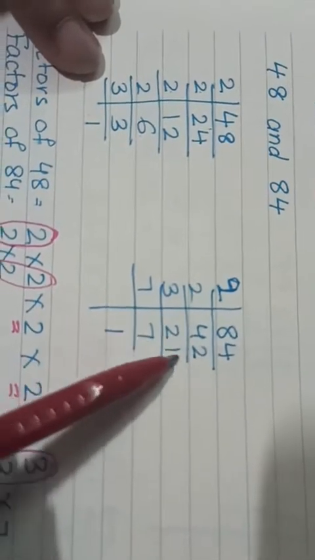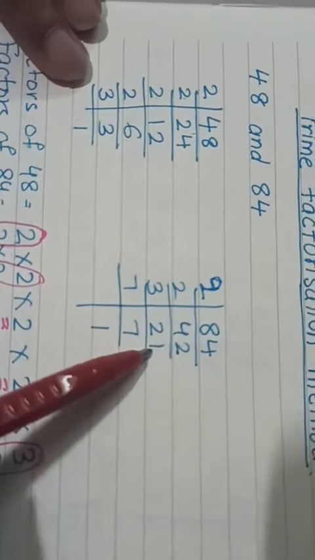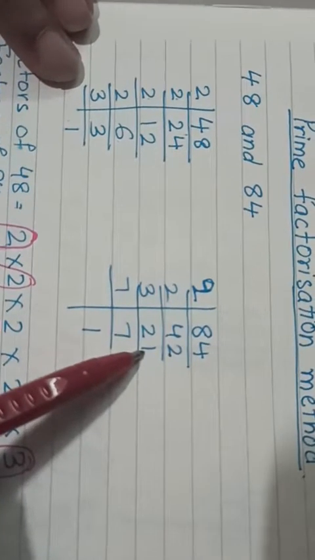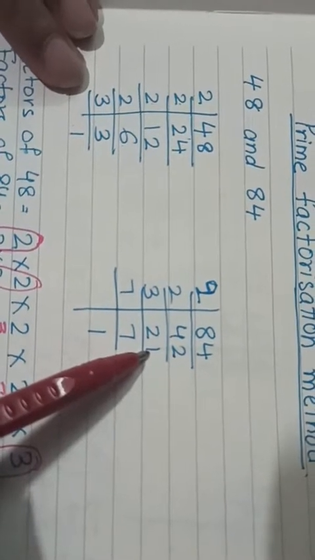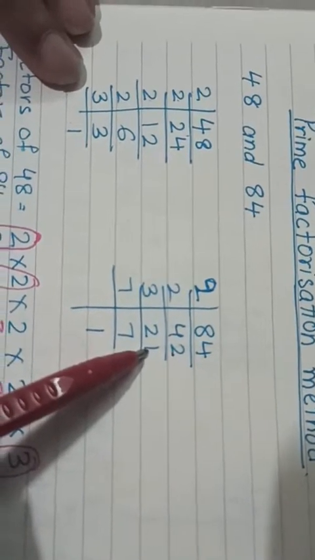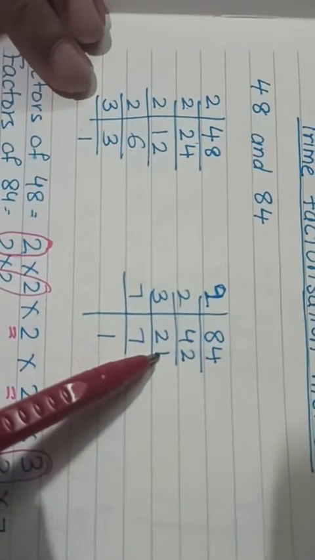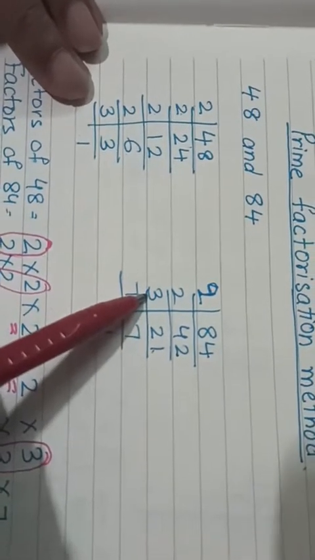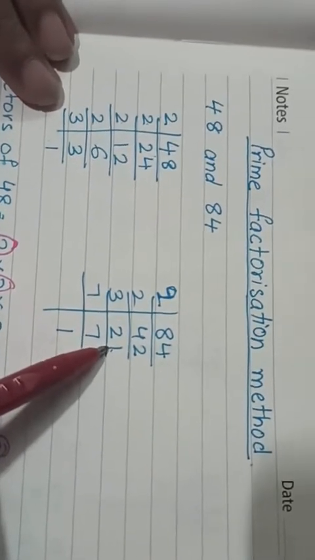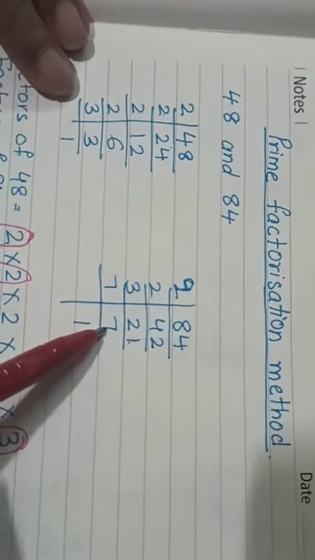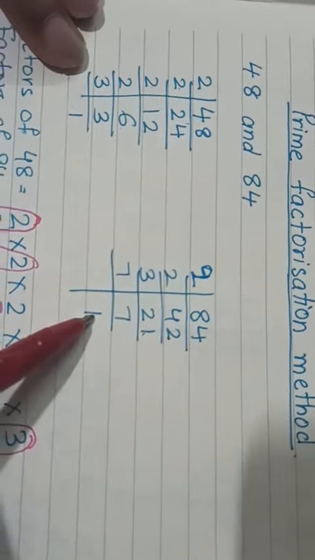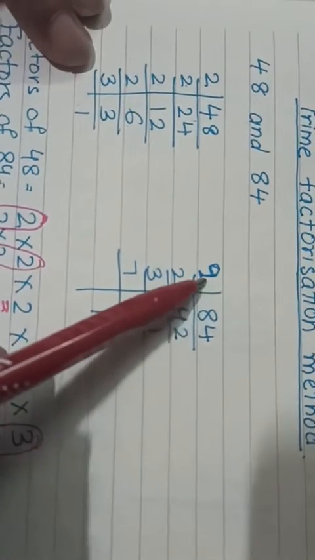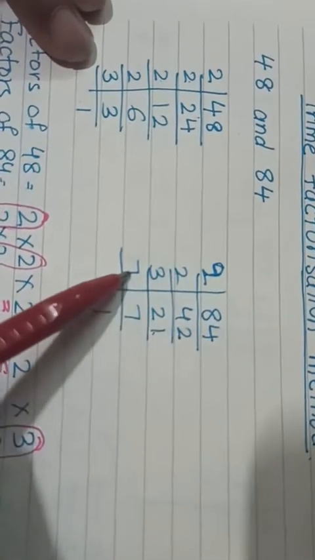Now children, we got the number 21. Now 21 will not be divisible by 2. So we will try with the next prime number which comes after 2. Which prime number comes after 2? Yes, 3. So 3 7s are 21. Now we are left with 7. So clearly 7 is divisible by 7 only. It's a prime number. We have a list: 2, 2, 3 and 7.